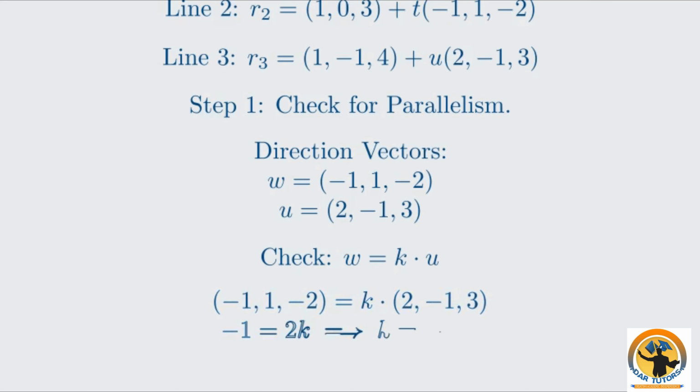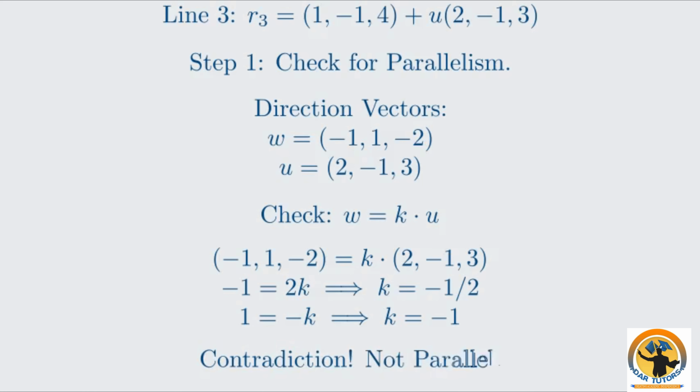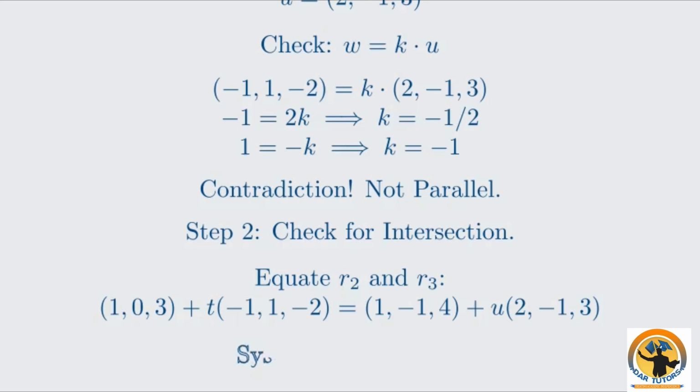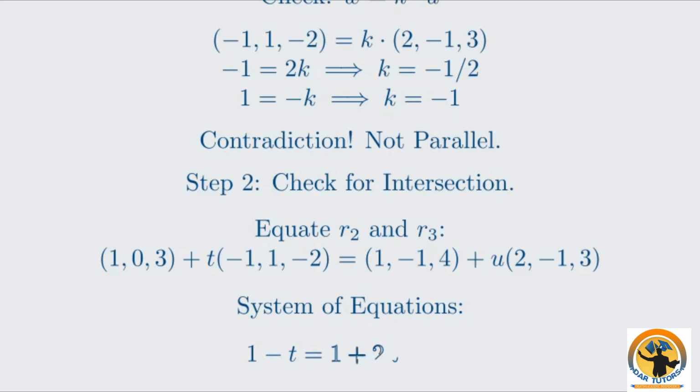For example, the first components would require a scalar of minus 1/2. But this doesn't work for the second components, so the lines are not parallel. Step 2. Check for intersection. We set the parametric equations equal to each other. Equating the x, y, and z components gives us a system of three equations.